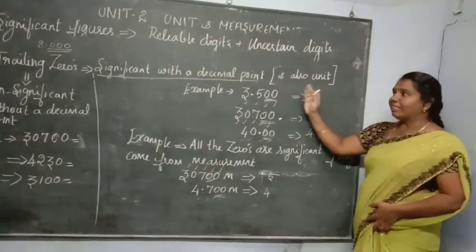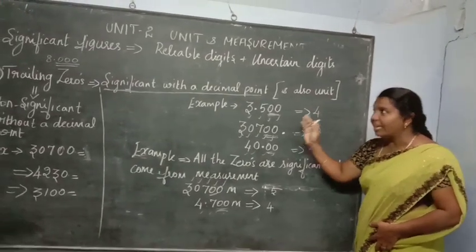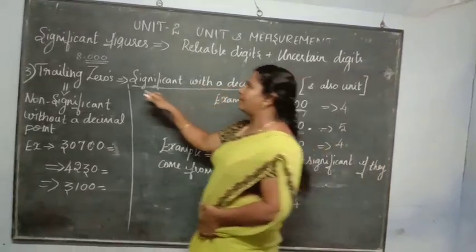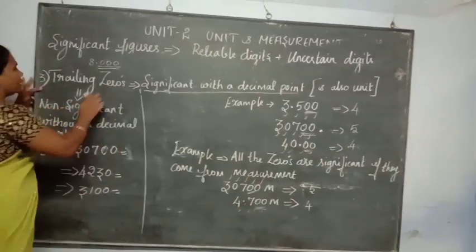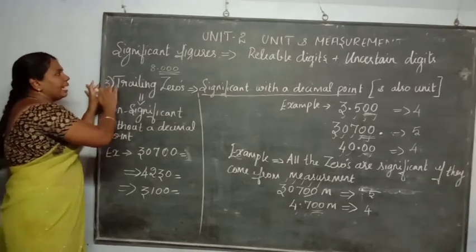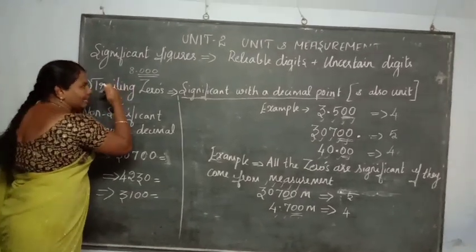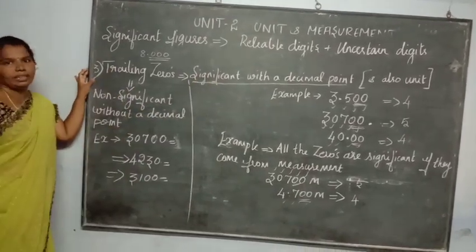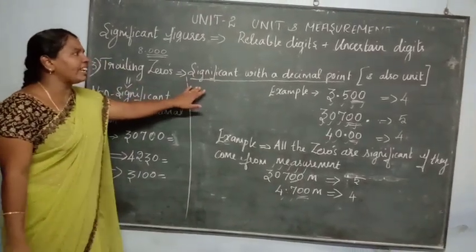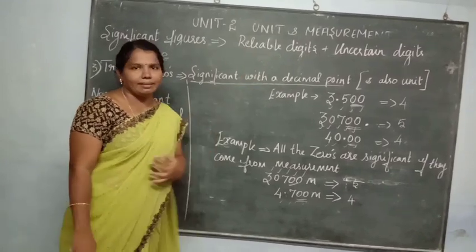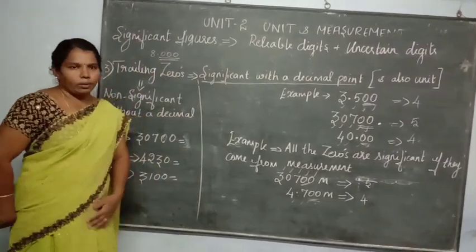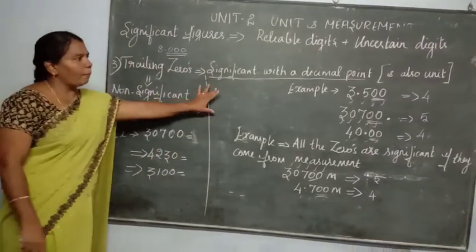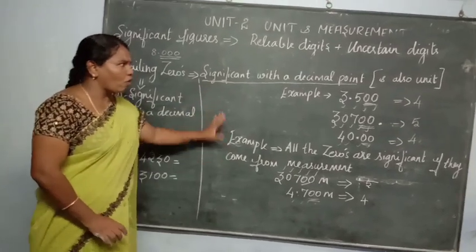We have to find whether the trailing zeros are significant or not. This is rule number 3. Listen here, students. If a number has a trailing zero, it may be significant or it may not be significant. If it may be significant, it must be followed by the decimal point or the unit. This is the decimal point example and this is the unit. So far we have seen that.